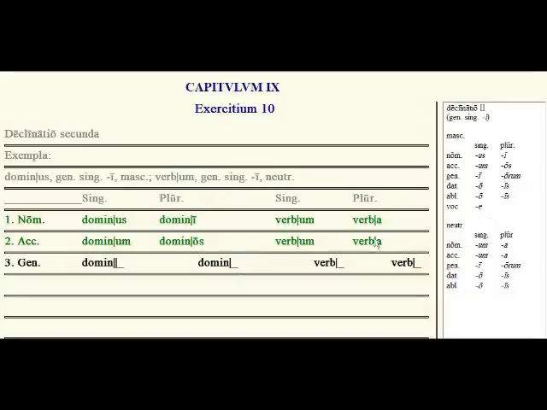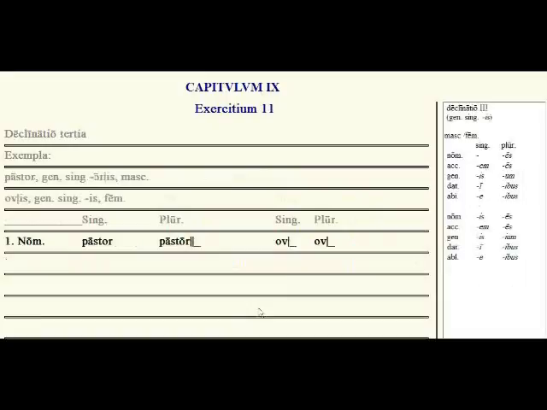Consult the chart only when you need to, but you should be able to do the whole chart from memory without looking at the margin before you're done with this exercise. Let's go now to exercise number 11, our last exercise, which is for the third declension.